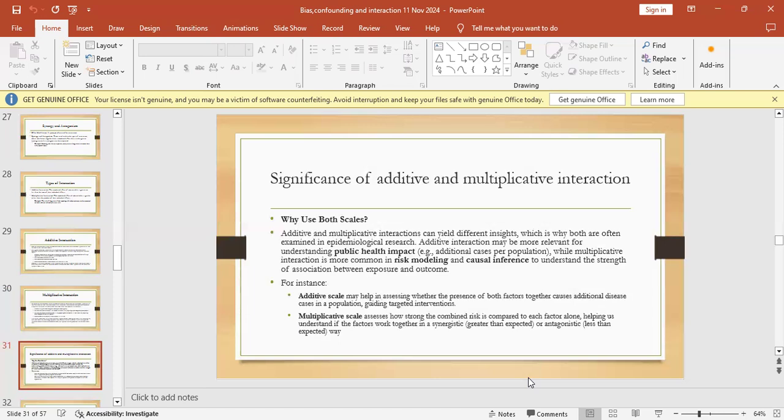For example, the additive scale may help in assessing whether the presence of both factors together causes additional disease cases in a population, guiding targeted intervention, while the multiplicative scale assesses how strong the combined risk is compared to each alone, helping us understand if the risk factors act together in a synergistic or antagonistic way.